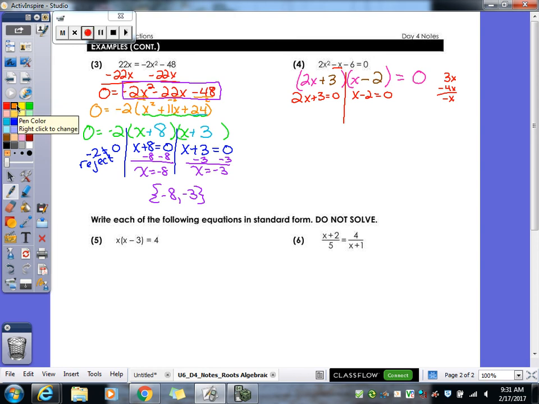I'm going to take care of the x minus 2 first. That one's going to be a little easier. So we get x equals 2 for that one. For the other one, we're going to end up with a decimal, and that's okay. Sometimes our answers are decimals. I'm going to subtract 3 first. So we get 2x equals negative 3.